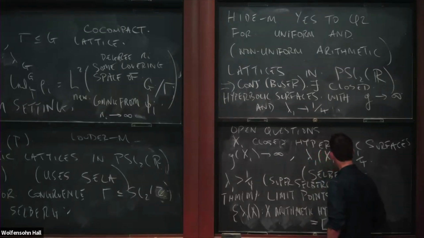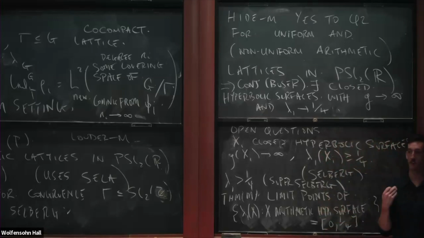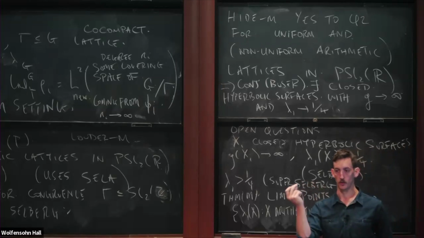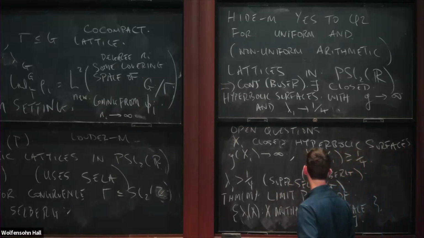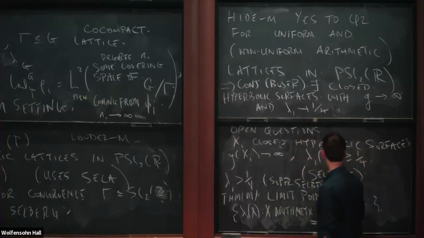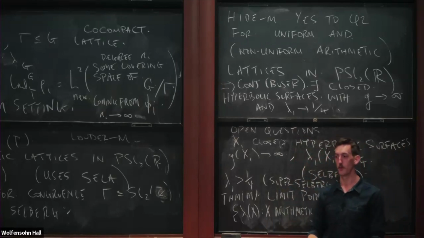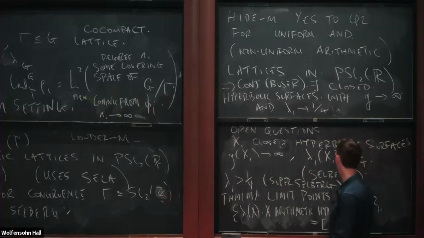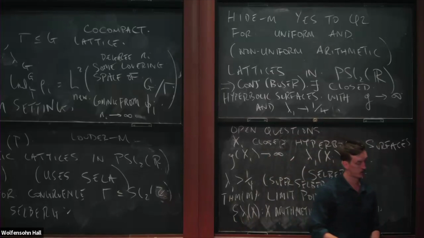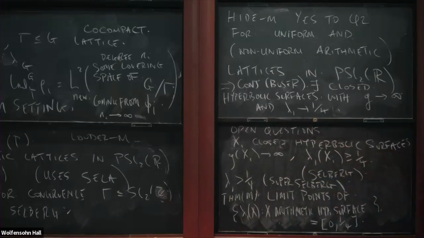So for every number between 0 and 1/4, you can find a sequence of hyperbolic surfaces with lambda 1 approaching that point, not equal to that point. Obviously the hardest value is 1/4. That was my work with Hyde, but then the question is, how do you get everything in between? 0 is a result of Selberg and Randol. So there's still a lot to do there. I want to talk about one more result to finish.